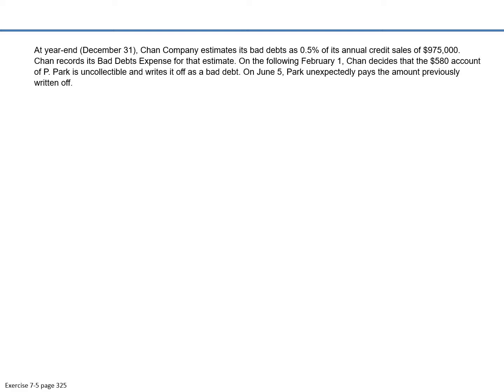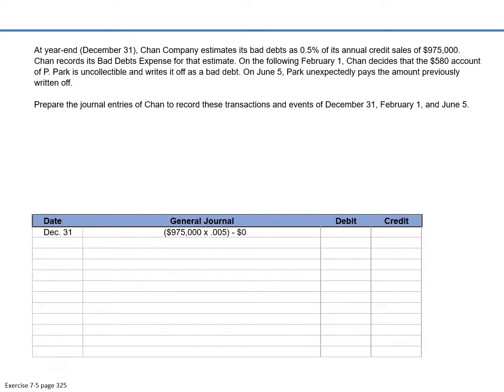All right, exercise 7.5. At year end, December 31st, Chan Company estimates its bad debts to be 0.5% of its annual credit sales. That's $975,000. They record its bad debt expense for that estimate. Then on the following February 1st, they decide that a $580 account of P Park is uncollectible and they write it off. On June 5th, they unexpectedly pay. So they want us to prepare the journal entries to record these transactions and events of December 31st, February 1st, and June 5th.